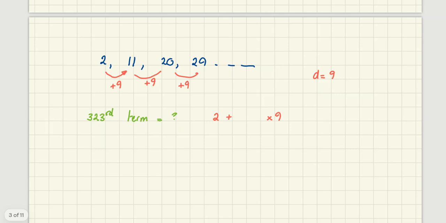322. No. So it's one less, isn't it, than, 322, so it's going to be 322 lots of 9. So if we do that, can you just confirm what you get? 2,900.